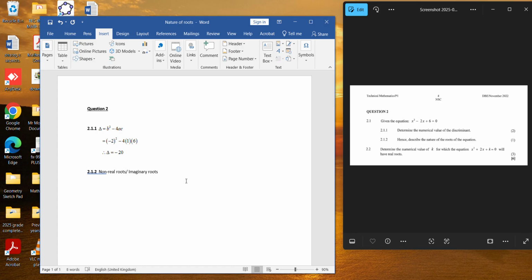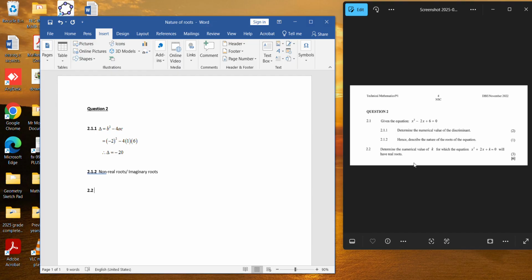We go on to 2.2. That is that 1 mark there for the words non-real roots or imaginary. Then in 2.2 it says determine the numerical value of k for which the equation x squared plus 2x plus k is equal to 0 will have real roots.